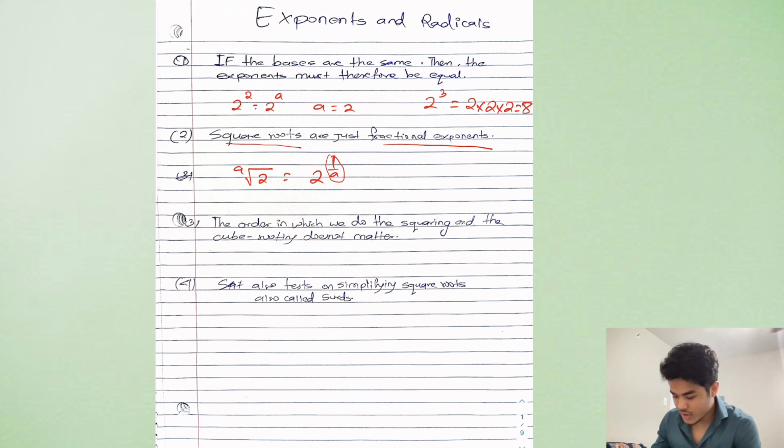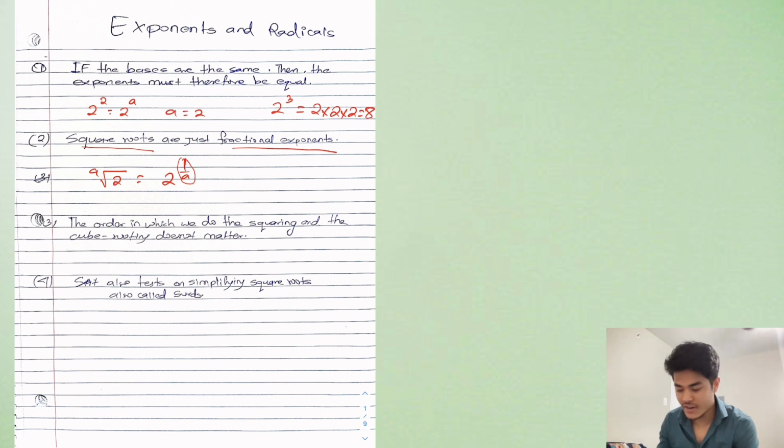Number 3, the order in which we do the squaring and the cube rooting does not matter. For example, if we are given 2 raised to 2, in brackets, raised to 3, it is equal to 2 cubed and then squared. So these two terms are the same thing.